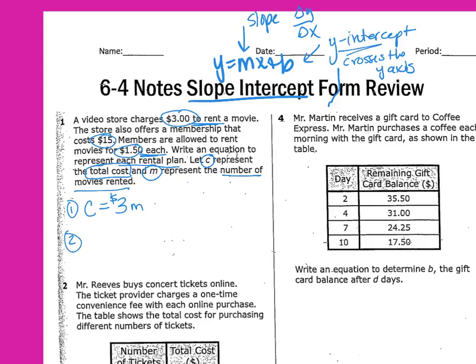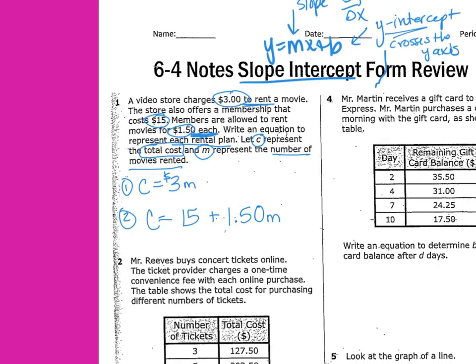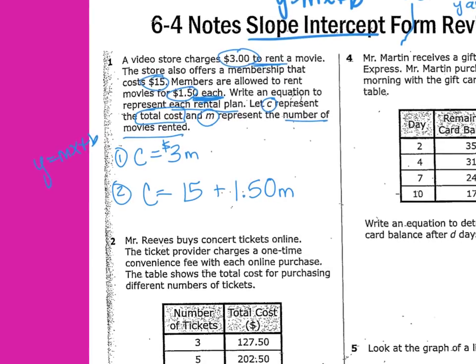And then for the second store, or for the second option, the store also offers a membership that costs $15. So your starting fee, you're paying $15 for the membership. And so if you pay that, then you only have to pay $150 per movie, $150 each. So it's kind of the same format as y equals mx plus b. We're just using C instead and M. And so on the first one, just kind of throwing it back to earlier this week, this is proportional and this is non-proportional because of the b value.